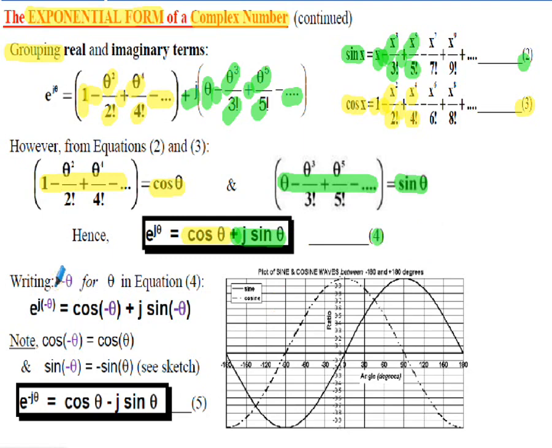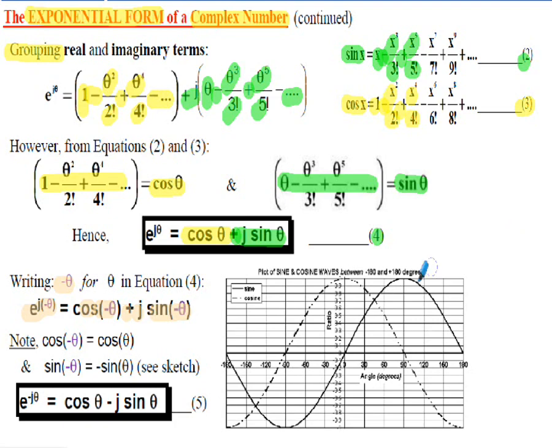So now if we replace theta in equation 4 with a negative theta, we could write the e to the j theta power series now as e to the negative j theta power series. But we've got to then change the sign of these thetas on the right hand side. So we get cos of negative theta plus j sine of negative theta.